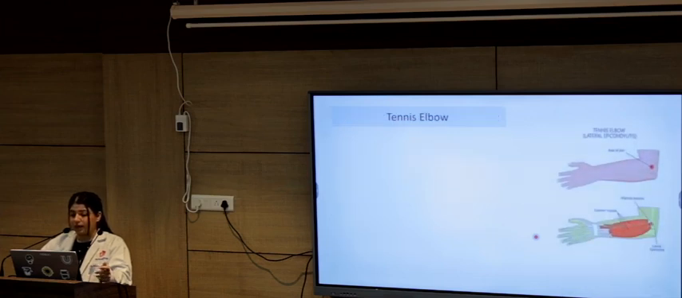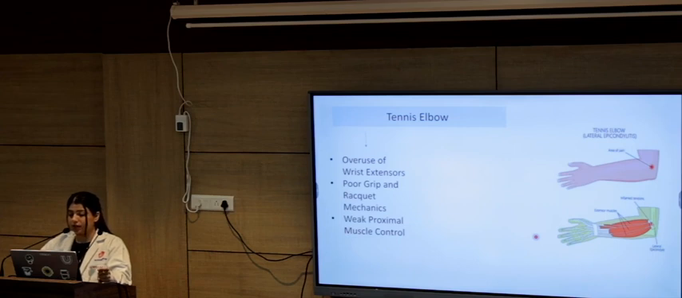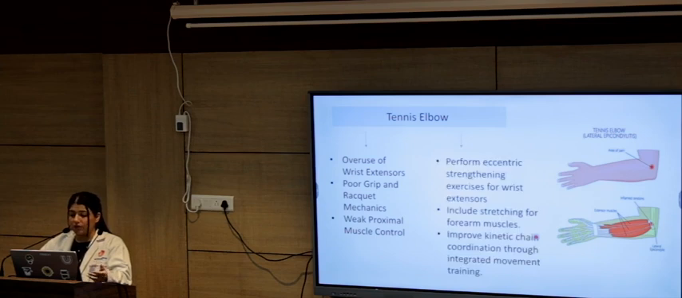Tennis elbow, or lateral epicondylitis, often results from biomechanical faults that place excessive strain on the forearm extensor muscle, particularly the extensor carpi radialis brevis. One common fault is the overuse of wrist extensors due to repetitive or forceful wrist movements, which can be corrected through eccentric strengthening exercises, stretching, and the use of counterforce braces to offload the tendon.